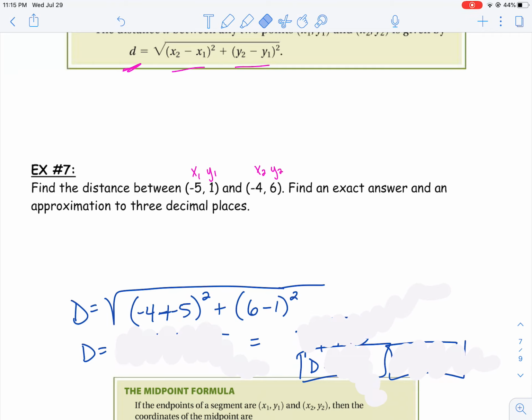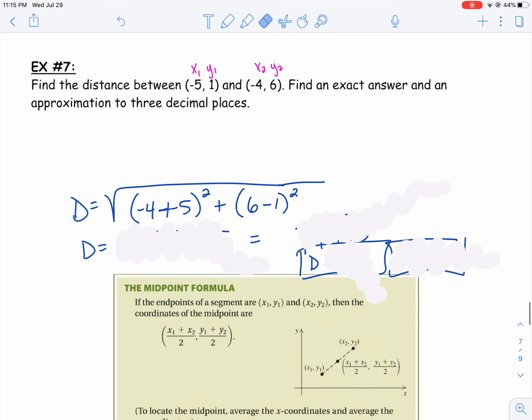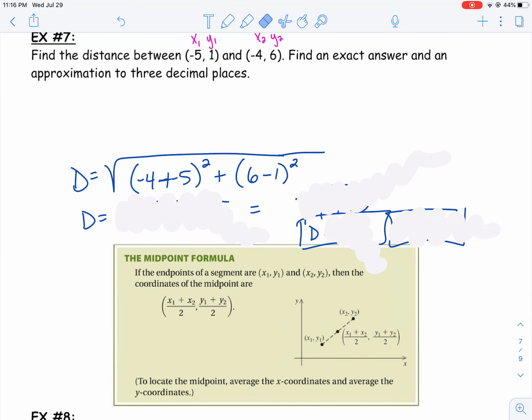The two negatives make a positive 5 there, so be careful with that double negative. And then we want to square that quantity. Plus, I have my y2, which is 6, minus my y1, which is 1, and I want to square that quantity. Let's make sure that we follow the correct order of operations and do inside the parentheses first. So I have -4 plus 5, which is 1, and then I have 6 minus 1, which is 5. I want to square both of those. 1 squared is 1, 5 squared is 25. I want to add those together, and I end up getting the square root of 26.